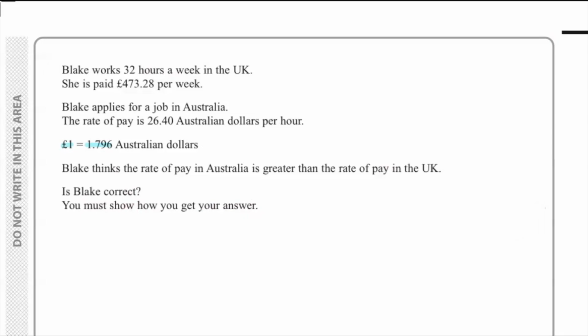So the first thing we really want to do is work out her hourly rate in the UK. So she earns that a week, divide it by the number of hours, and we have got 14.79. So she earns £14.79 per hour in the UK.